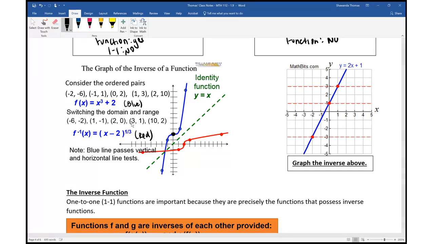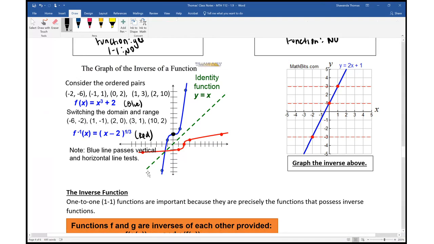It says switching the domain and range. So if we're switching the domain and range, notice -2, -6 becomes -6, -2. -1, 1 becomes 1, -1. 0, 2 becomes 2, 0, and so on. So your x and y switch. So if you have two graphs that are inverse functions of each other, then you know that the points would be flipped. All right, that's how you know.